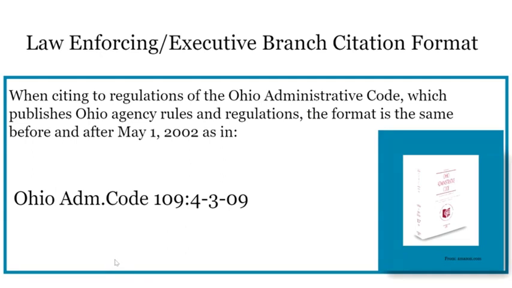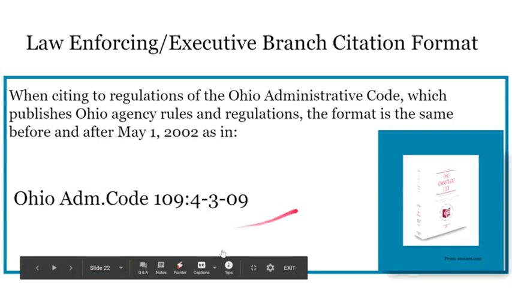So, some law enforcing or executive branch citation format styles. When citing to regulations of the Ohio Administrative Code, which publishes Ohio agency rules and regulations, the format is the same before and after May 1st, 2002. So there's an example of an Ohio Administrative Code citation.